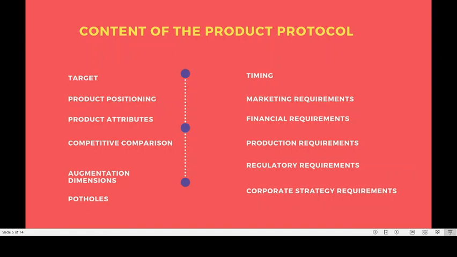And in terms of the regulatory requirements, okay, the management must understand the need to have an advanced understanding of the regulatory requirements. What about the corporate strategy requirements? It needs to have the core competency of the company that needs to be captured in the PIC. And most importantly is the key potholes. What are the potholes? It's actually something that might happen that will bring the new product down. So we need to know what are the things that might bring the product down.